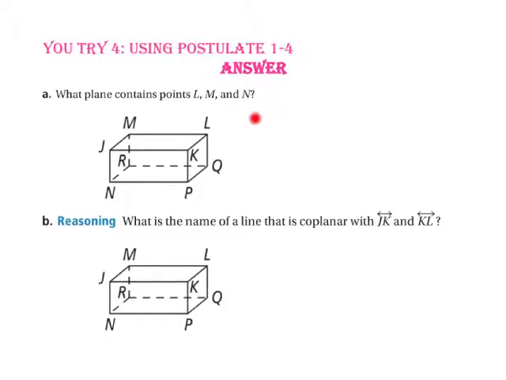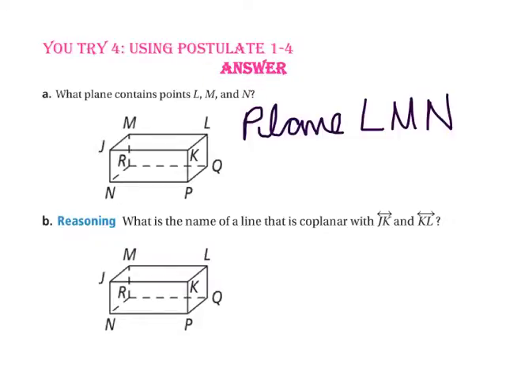Plane LMN is the plane that contains points L, M, and N. And for part B, there are 2 lines that are coplanar with line JK and line KL. Here's line JK and here's line KL. If we finish that plane, here it is, you see that line JM and line ML are coplanar.